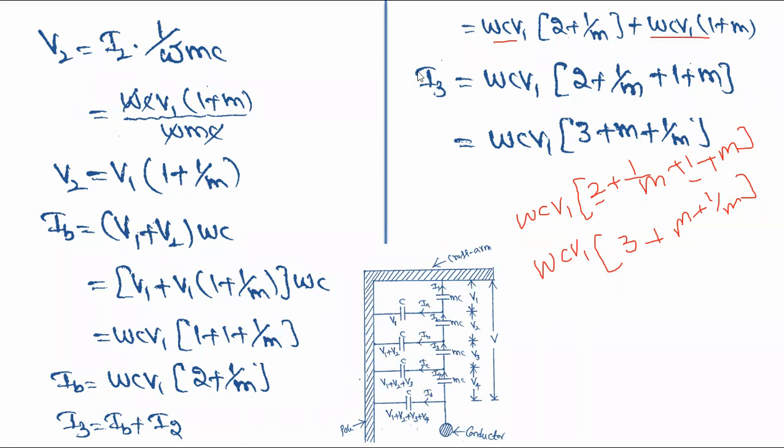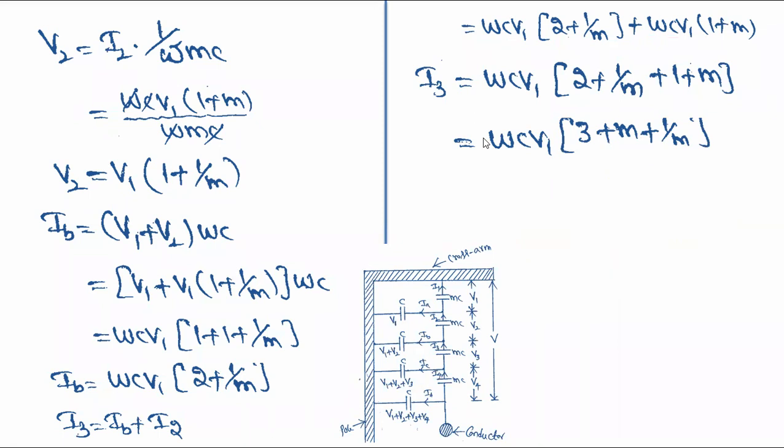Now we know the value of I3. Next, we can find the voltage across V3. What is V3? Across the current I3, the capacitive reactance is XC. That is I3 into XC, in the sense 1 by 2 pi FC. 2 pi F is omega. This capacitance is self or mutual capacitance, that is represented by MC. That is I3 into 1 by omega into MC.